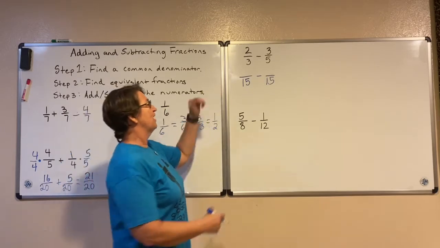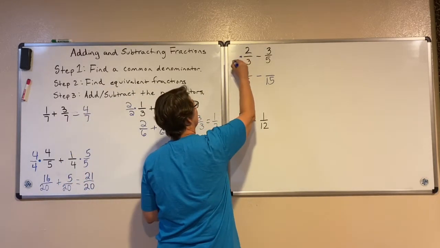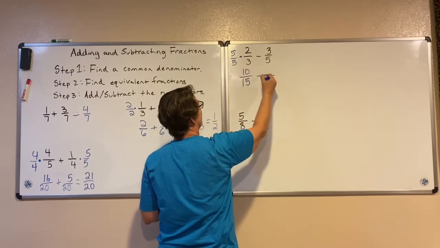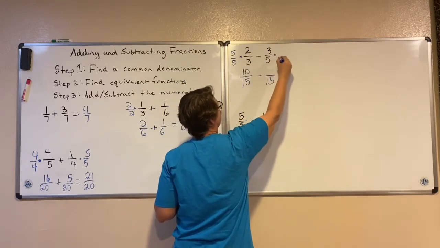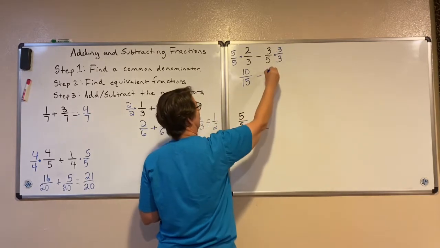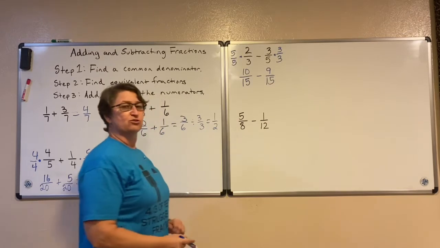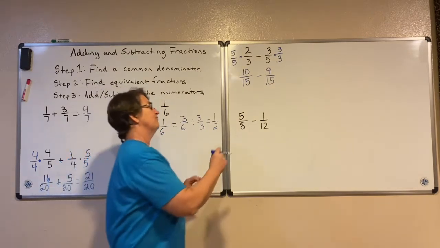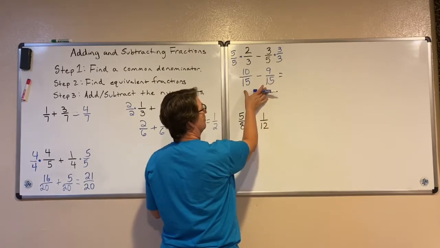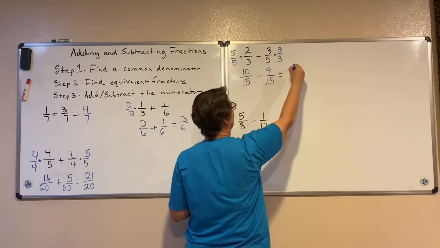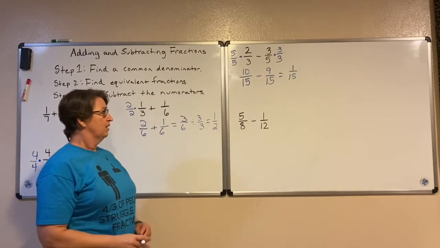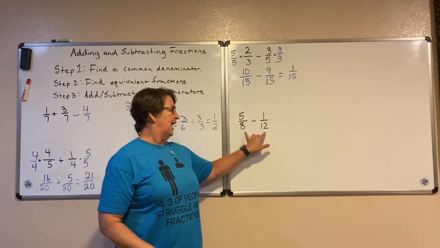Then what did I multiply 3 by to get to 15? I multiplied it by 5. So 5 times 2 is 10. I multiplied this 5 by 3 to get to 15. So I have to multiply the top by 3. So that's 9. So 10/15ths minus 9/15ths. Again, once I have that common denominator, I simply subtract the numerators. So 1/15.